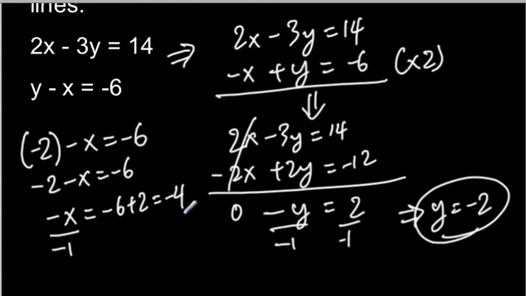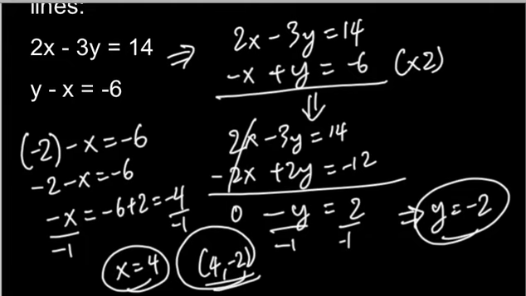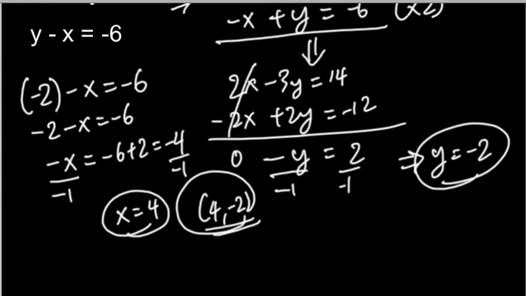You divide both sides by -1. So x equals 4. So our solution is x equals 4, y equals -2. So the point of intersection is simply (4, -2). And that's our solution right there. So that was the solution for number 4. Let me just scroll down here. Number 4 is right there.